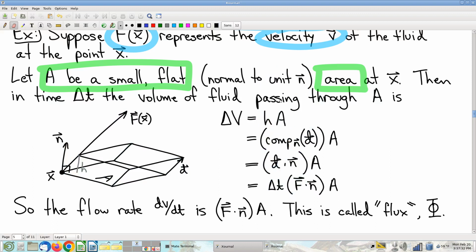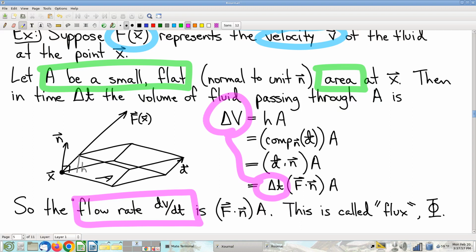So, little details going through the calculation here, but there's a nice punchline. What this computes for us is how much volume has gone through in time delta t. Or you might say instead, if I were to divide by delta t, that would give me volume per unit time, take a limit, and out comes the answer: volume per unit time, aka flow rate. And it's just this dot product right here, F dot N times A.